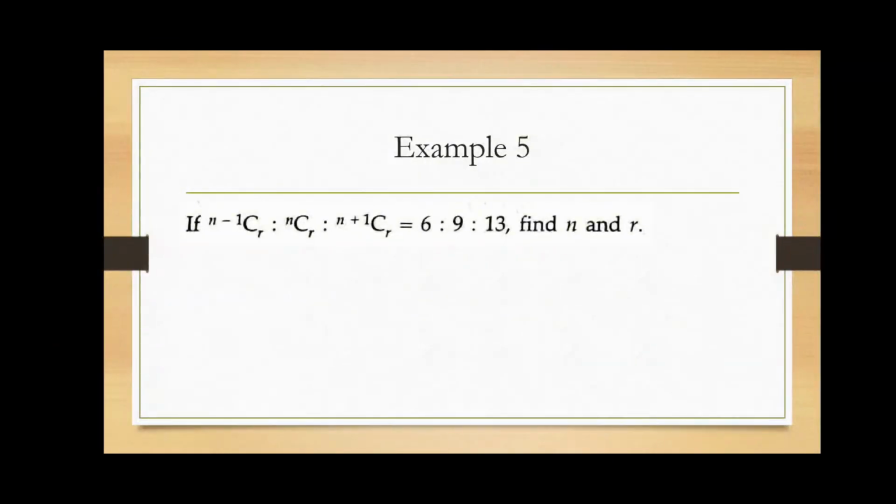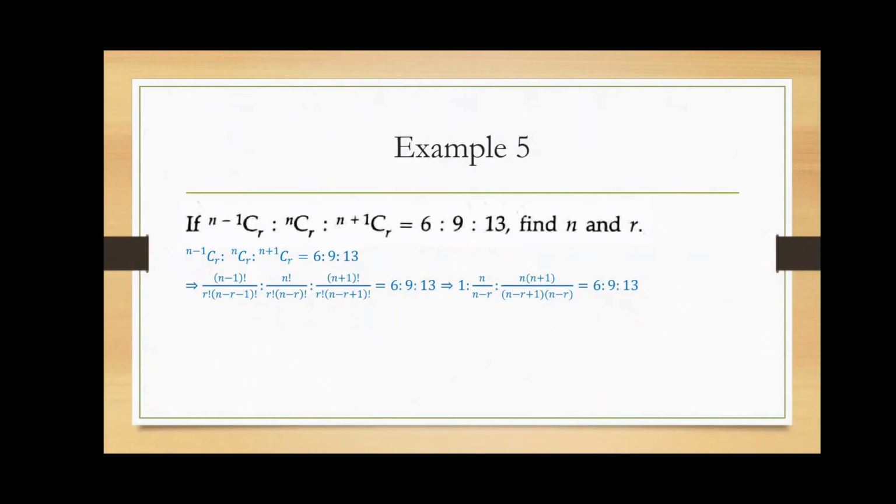Now, the question is given that n-1 CR is to NCR is to n plus 1 CR equals 6 is to 9 is to 13. So I have to find the value of n and r. So let us see how we do it. So this is the question given. Now let us write all the formulas as given. So n minus 1 CR, let us write what it is. NCR, let us write what it is. So same for n plus 1 CR.